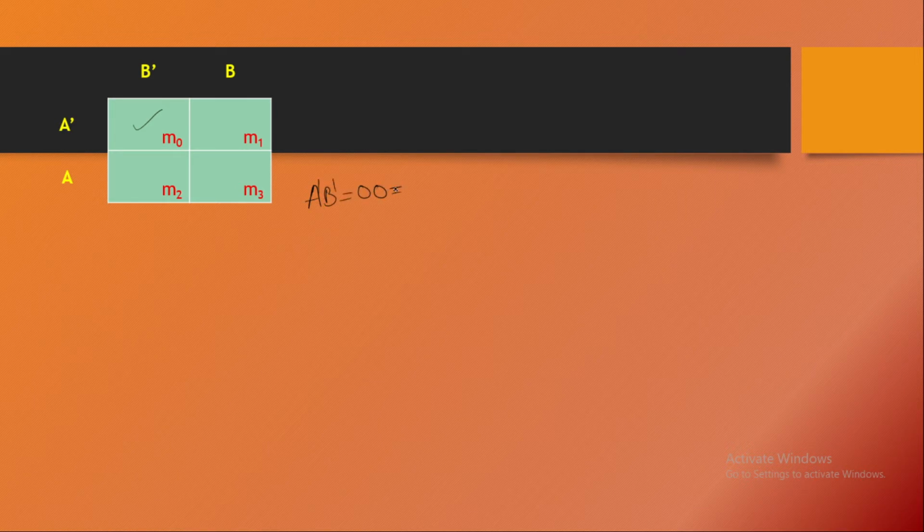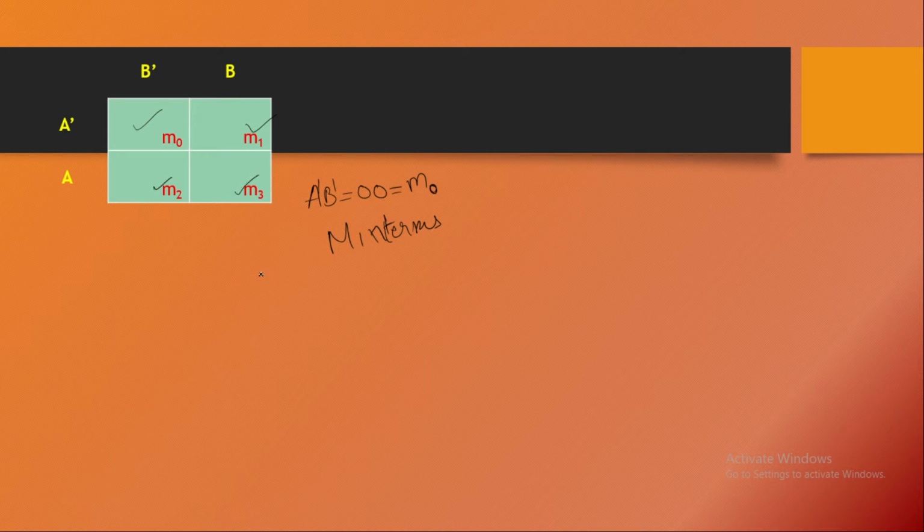So 0, 0 can be represented with the help of a minterm called M0. If you don't know what a minterm and a maxterm are, please refer to my previous videos, which will help you understand minterms and maxterms. Coming back to this KMAP, the second cell is highlighted with the minterm M1. The third cell is M2 and the fourth cell is M3.